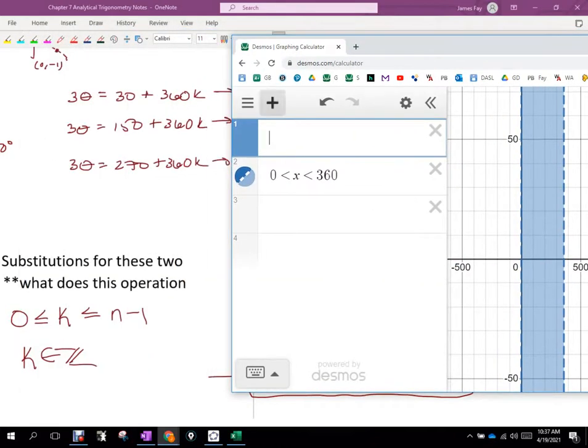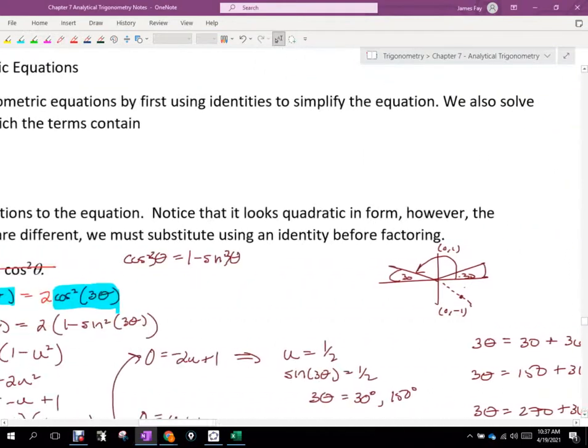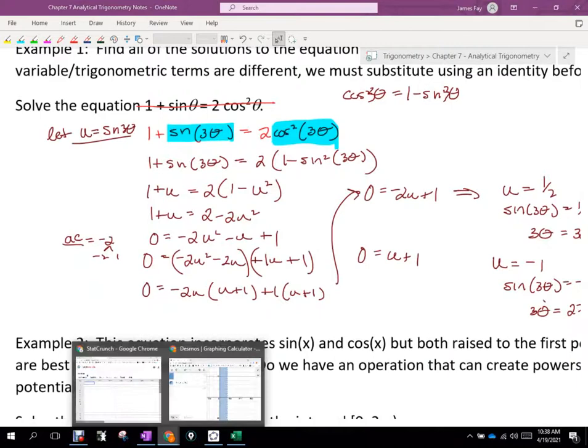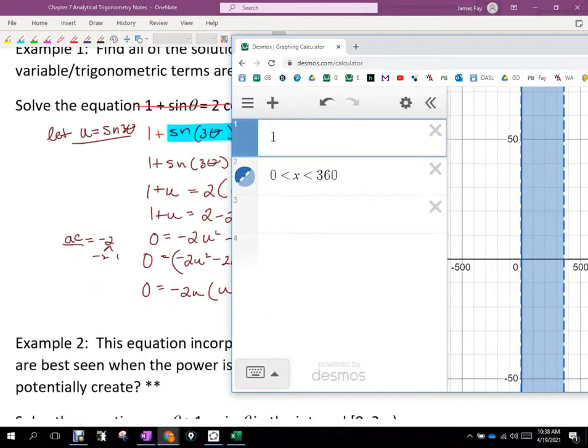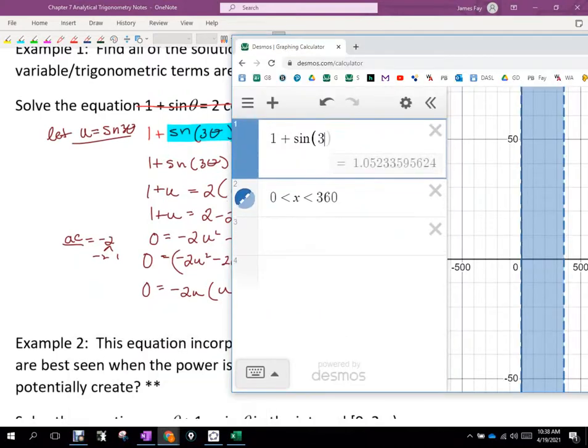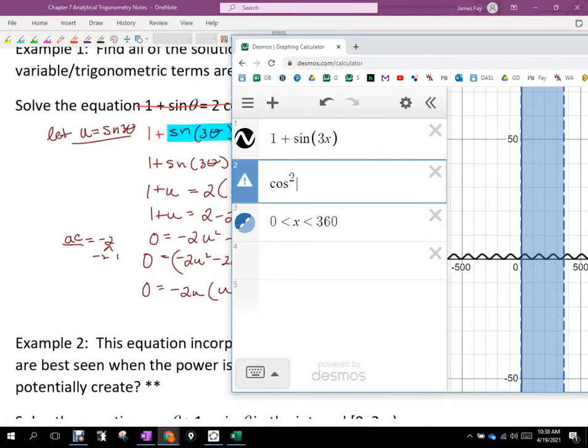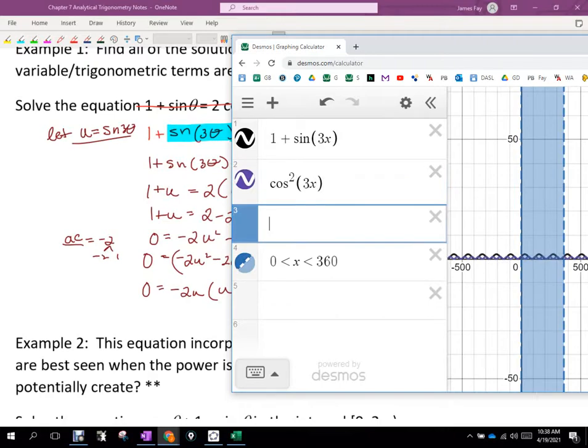So then if we graph this, and remember what we started, I'm going to graph what we started with. The original problem was 1 plus sine of 3x and cosine squared of 3x.